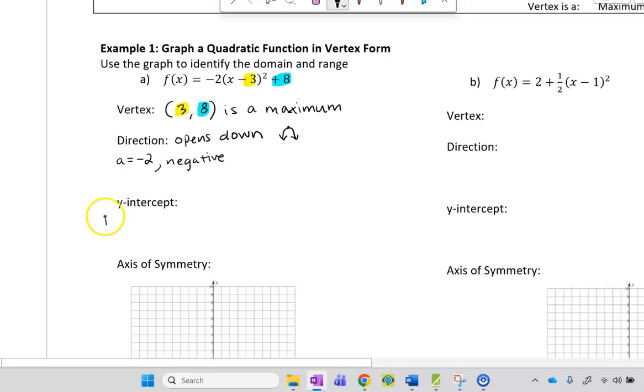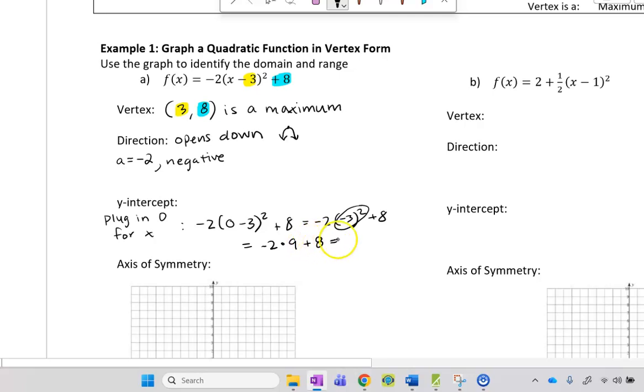My y-intercept is whatever you get when you plug in 0 for x, which I need to do. So I'm going to go -2(0 - 3)^2 + 8. Make sure you're careful with the order of operations here. -2(-3)^2 + 8 means you have to do the squared part first. You've got -2 times 9 plus 8. You should get -18 plus 8, which is -10. So that took a little bit of work. But our y-intercept is (0, -10).